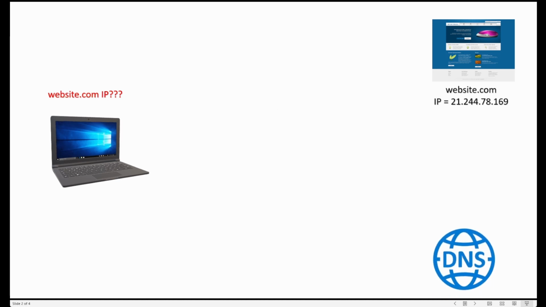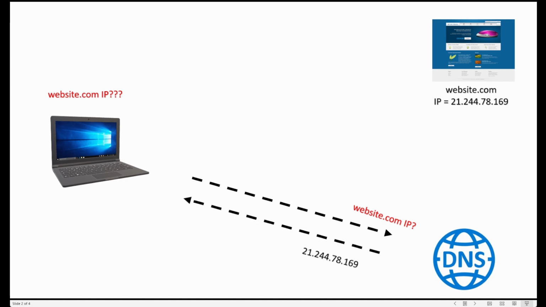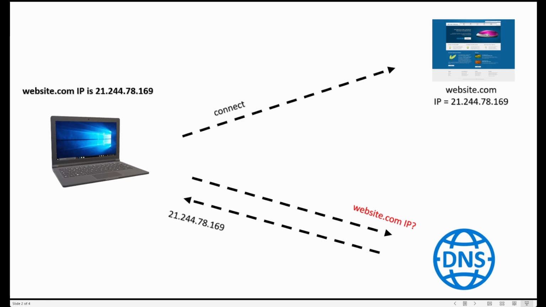Suppose we have a laptop which we want to browse a website with. Let's just call it website.com. And website.com has an IP. So we put in website.com in our browser, and our laptop doesn't know the IP. Since computers use IP addresses to connect to each other, our laptop needs to figure out the IP address of website.com. This is where DNS comes in. Our laptop will ask a DNS server, what's the IP of website.com? And the DNS server will reply with the right IP address. So now that the laptop knows the IP, it can connect.